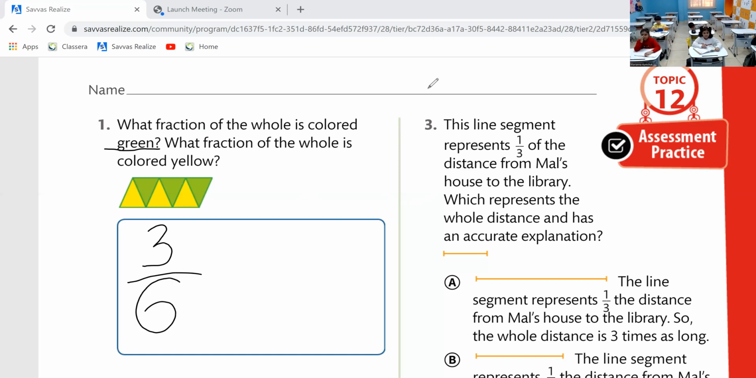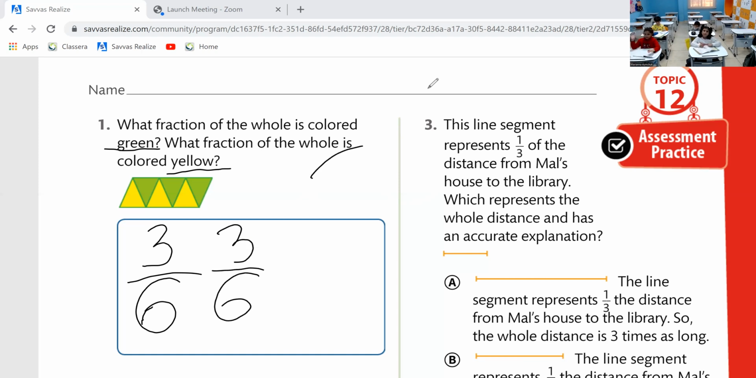And one more time, this number that is down, what does it tell you about? How many parts together in the whole. When you look at the number that is down, you understand how many parts there are together. Okay. The same. What fraction of the whole is yellow? 3 out of 6. The same.